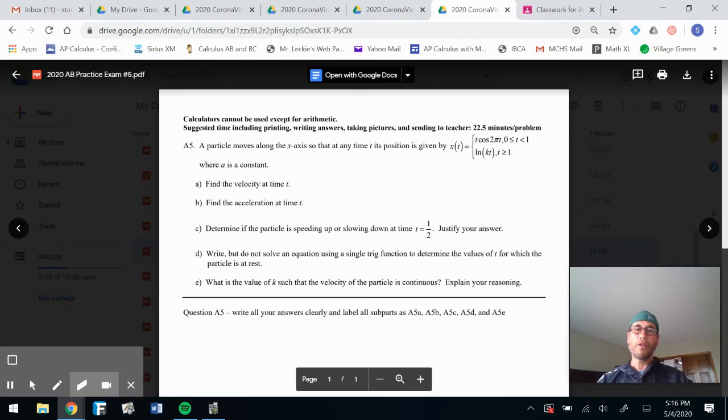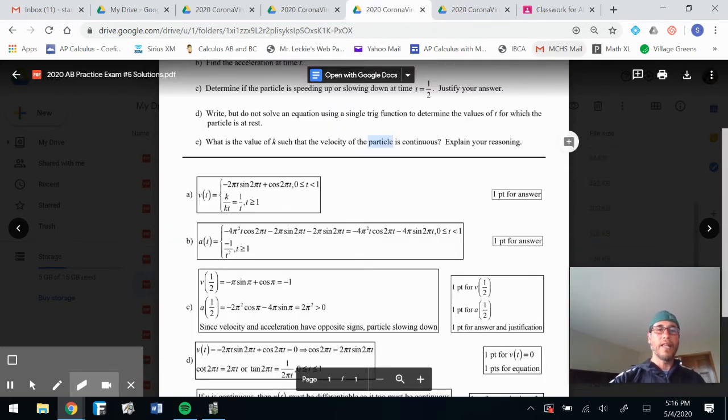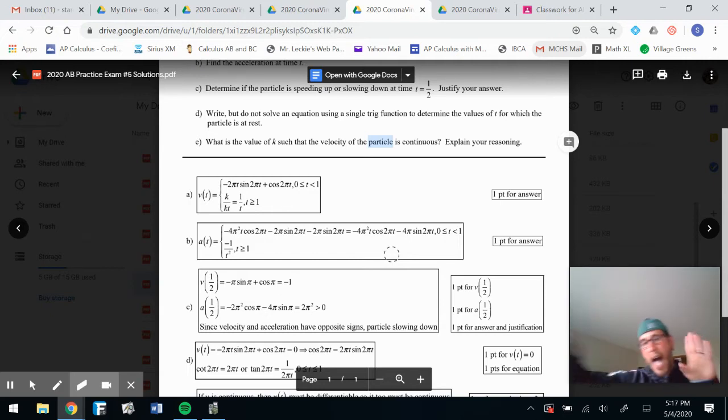Part C, determine if the particle is speeding up or slowing down. Remember, to determine whether it's speeding up or slowing down, we're going to compare velocity with acceleration at time equals 1/2. If you did that correctly, you got a velocity of negative 1 and an acceleration of 2 pi t. The important thing there is velocity is less than 0 and acceleration is greater than 0. If they're different signs, then the particle is slowing down. So far, that's 3 total points.